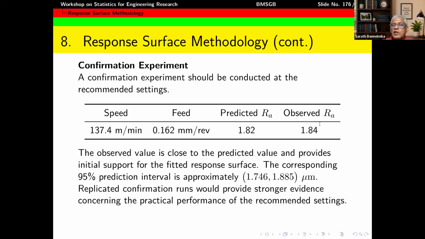So here I have only one observed value. So if you carry out several experiments at this condition, then you can also see how variable the minimum value would be in those experiments.